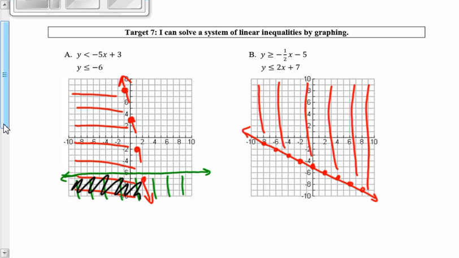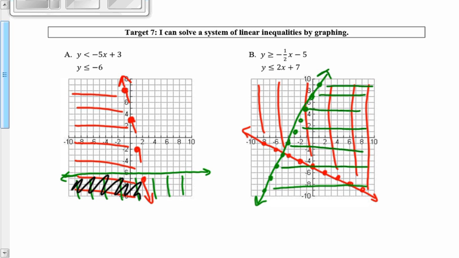For the second inequality, that has a y-intercept of 7 and a slope of 2. Remember, I'm not interested in the point of intersection on this one. Last time when we graphed it, we're looking for the point of intersection, not the case here. That's also equal to, so it's also going to be a solid line. And it says y is less than, so I'm going to shade below that line. And while I'm doing that, I'm looking for that double shaded region. That's going to be our solution. So any point that falls within this region is going to be a solution to that system.